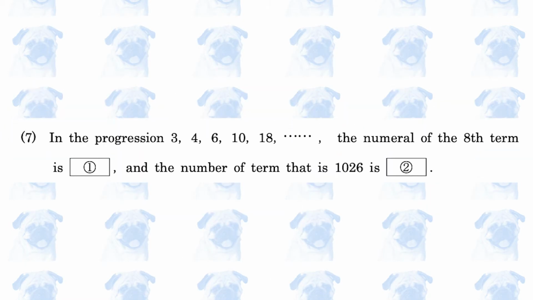Number 7. We have a progression 3, 4, 6, 10, 18, and so on. For part 1, we need to find the 8th term. And for part 2, we need to find a term that is equal to 1026. Let's try to figure out the pattern that underlies this progression.